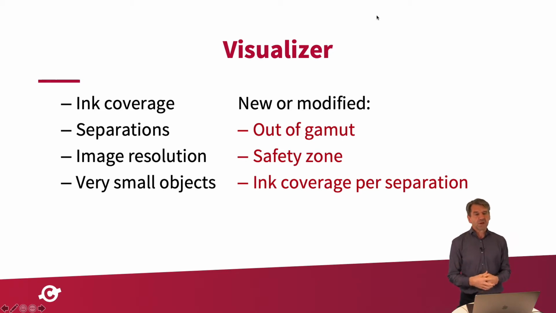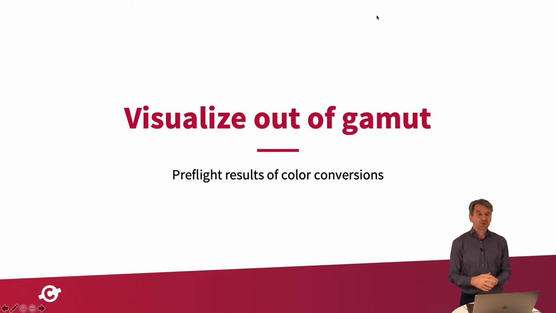There are a few visualizer modes: the ink coverage, the separation view, image resolution test, and very small objects, where there aren't many changes. And then there are three changes that I want to introduce you to. That is a brand new visualizer for out of gamut problems, improvements for the safety zone visualizer, and ink coverage per separation preview, which actually is part of ink coverage. But let's start with the visualize out of gamut thing.